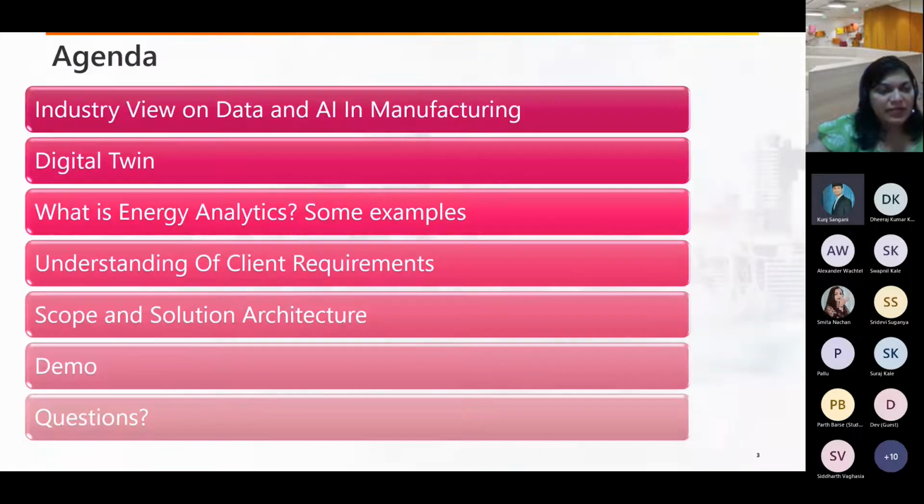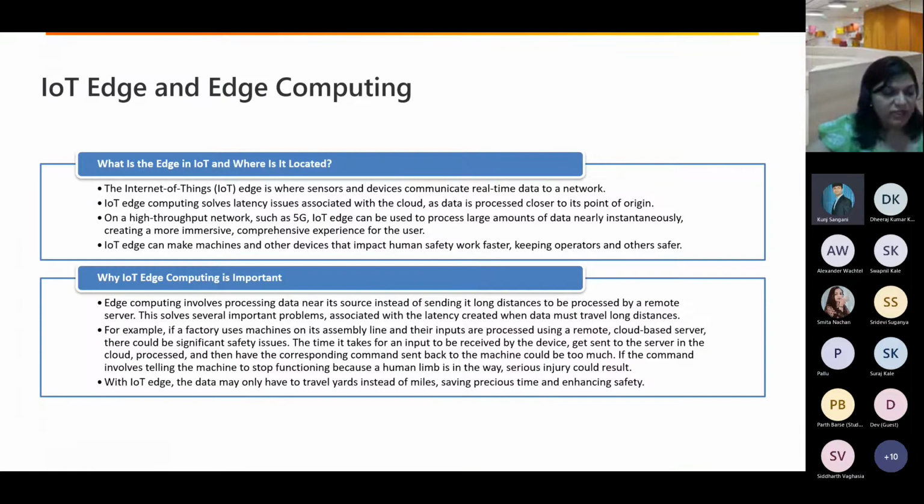So the agenda today will be something like, first we will check the industry view on data and AI, because typically vision analytics and edge learning, edge ML, comes into play especially in conjunction with manufacturing, right? Then we will look at digital twin, what is so special about it, and energy analytics examples, demos, and stuff. All right. So before we go on, why are we typically concerned about edge?